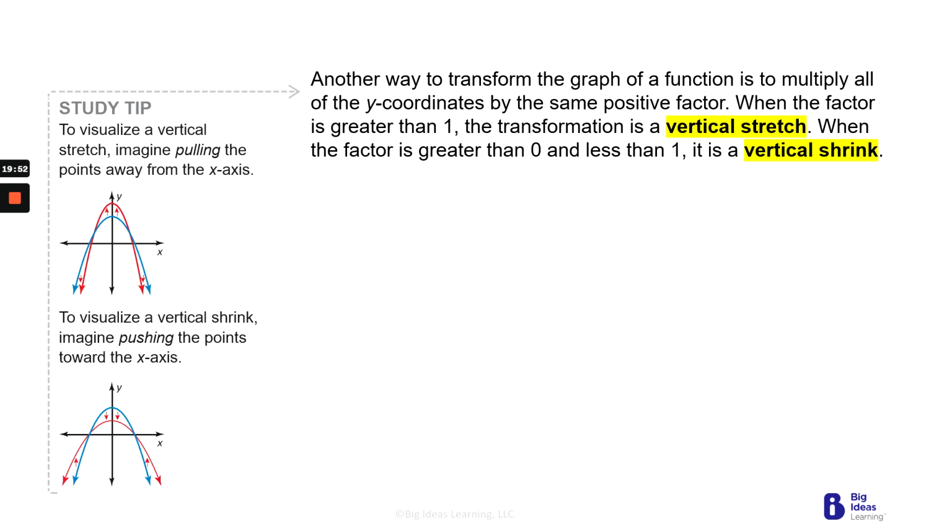Here we go. Another way to transform the graph of a function is to multiply all of the y coordinates by the same positive factor. When the factor is greater than 1, the transformation is a vertical stretch. When the factor is greater than 0 but less than 1, it is a vertical shrink. So a vertical stretch is what will make it more narrow.